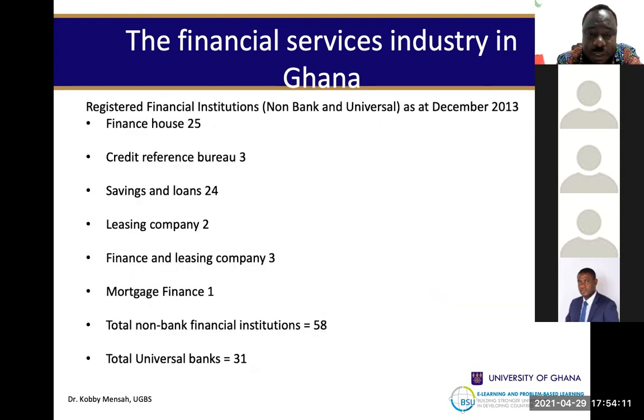Now, obviously, this data, probably because of the cleanup, wouldn't be reflective of it. It used to be that you had financial houses, credit reference bureau, savings and loans, leasing companies with these figures. But because of the financial cleanup, we probably have to update the list of the types of major financial institutions that we have in the country.